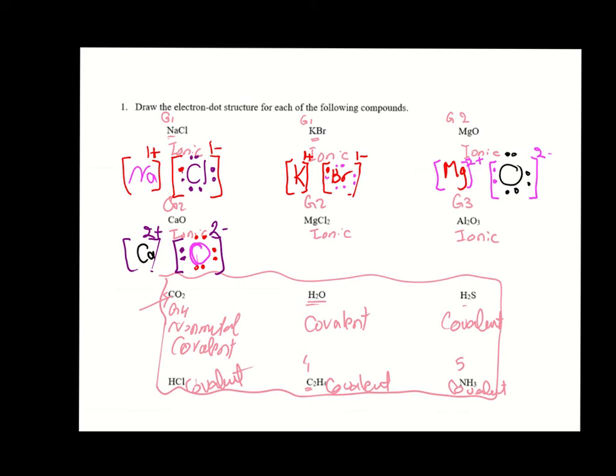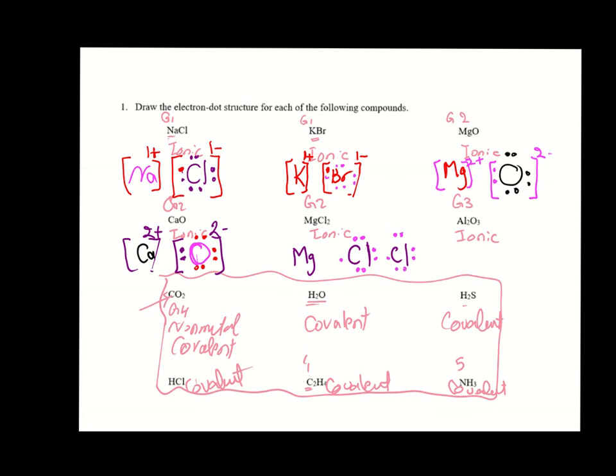MgCl2. From the formula, you'll know how many atoms you are using. Here, we have 1 magnesium and we have 2 Cl. So just draw 2 Cl. Draw the electrons around the Cl atom. Cl has 7 electrons. 1, 2, 3, 4, 5, 6, 7. 1, 2, 3, 4, 5, 6, 7.